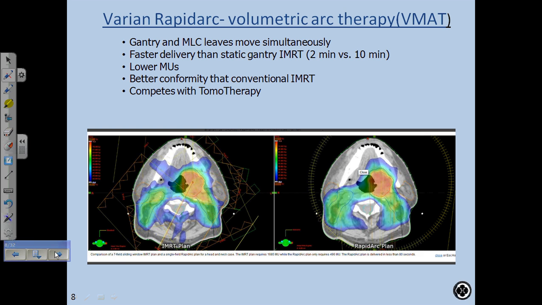So Varian was doing very well with IMRT. Actually, IMRT kind of turned our world upside down when static beam IMRT came, because we could do so much more with IMRT.